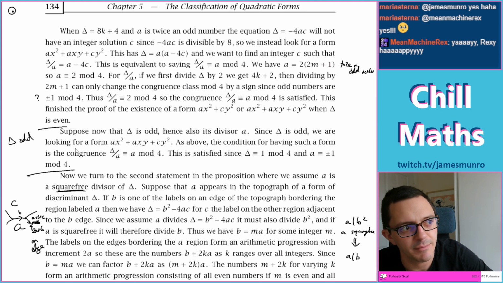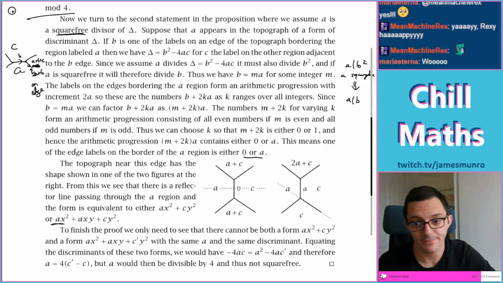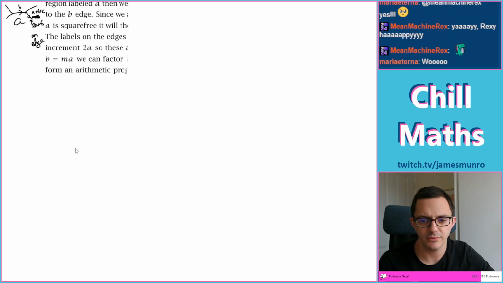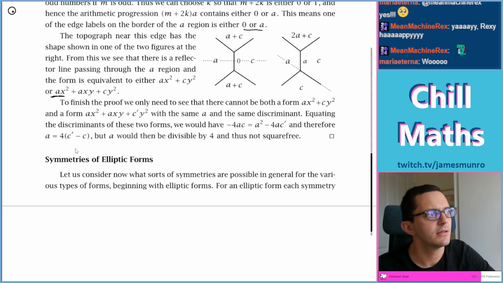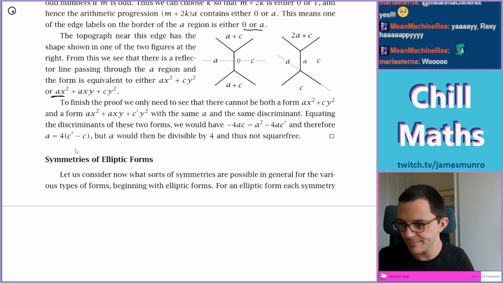We've learned a fact about odd factors appearing in the topograph. If they're square free, then only appearing on the reflector line and not appearing in both types. So kind of unique, although I'm a bit scared about saying unique of that form, whatever. Next time, symmetries of elliptic forms. They were doing all right.